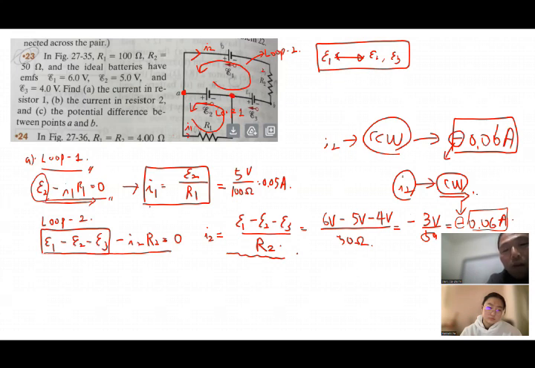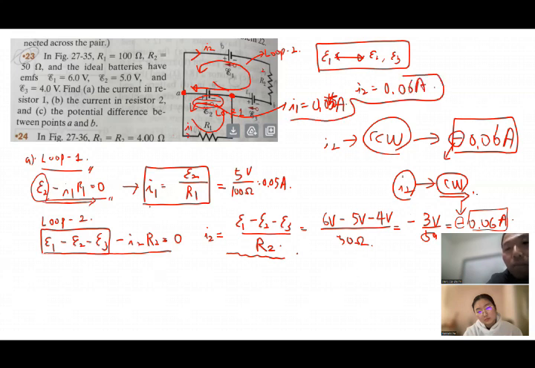So now let's take a look at the current flow along the A to this point, 2 point. So one current I1 produces 0.05 from right to the left, right? So right here, I1 is 0.05 amps. And I2, same thing, same direction from right to the left. I2 is 0.06 amps.